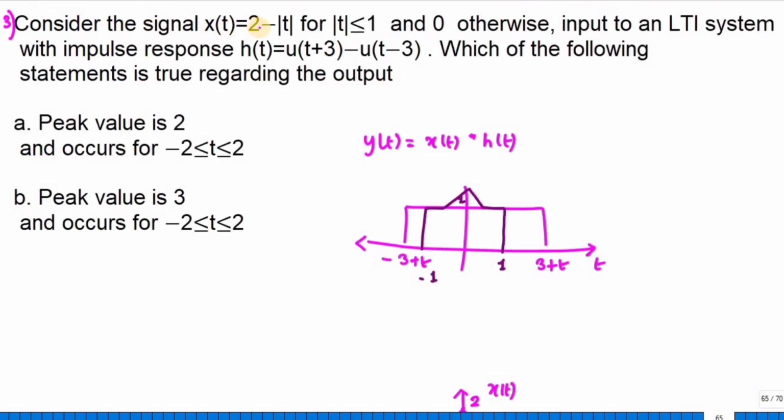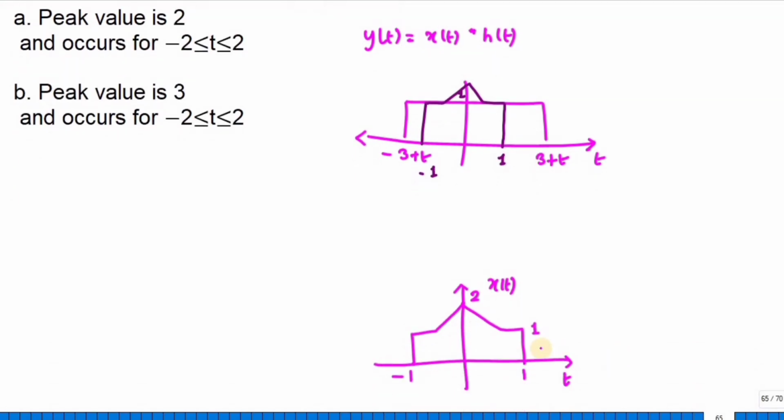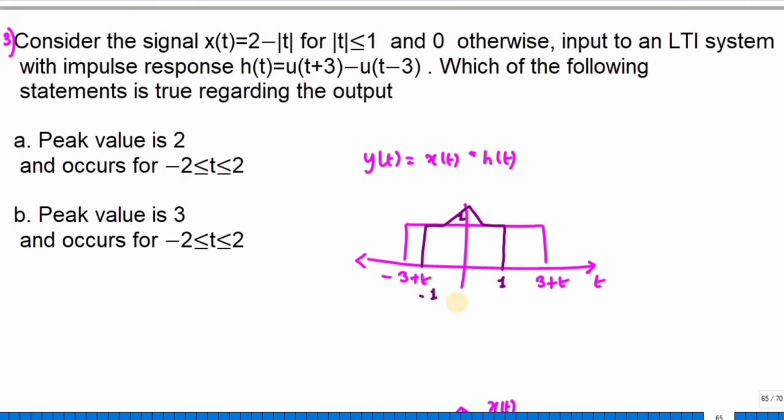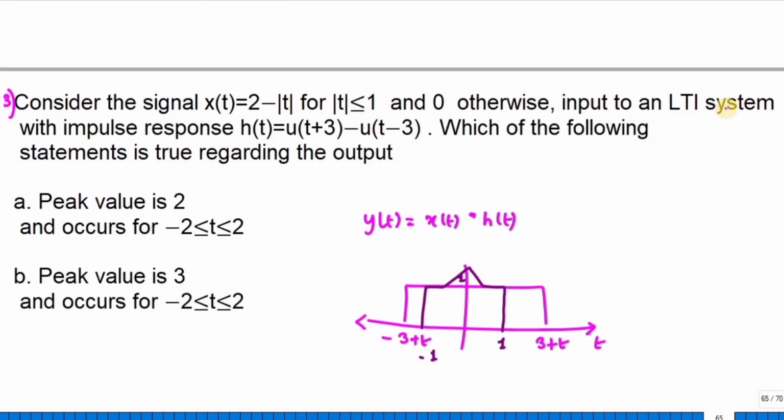Consider the signal x of t is equal to 2 minus modulus of t for modulus t less than or equal to 1. So if I substitute t is equal to 1, I will get 1. At t is equal to minus 1, I am getting 1. At t is equal to 0, I am getting 2. Okay, so I can plot it like this, x of t, and otherwise 0.